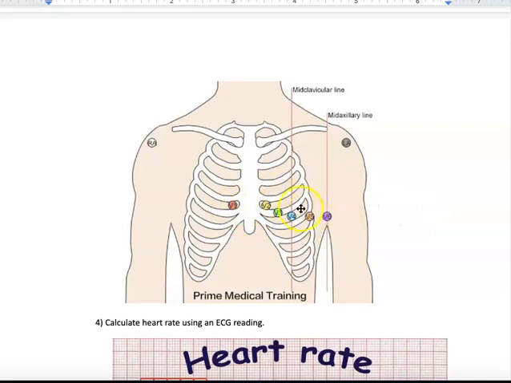V2. V5 is a very important one because V5 is looking at that left ventricle. So if you have blockages there, that ventricle is not getting sufficient blood flow, you'll see changes there. And they're concerned about that because your left ventricle, again, is the strongest and pumps to your whole body. So if it's not pumping efficiently, your body's going to suffer.